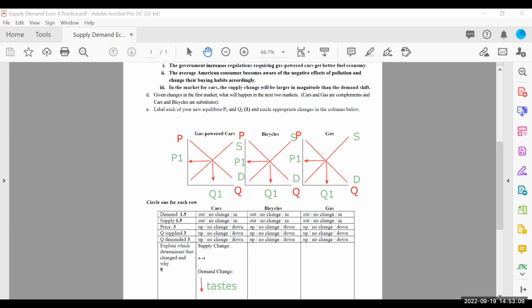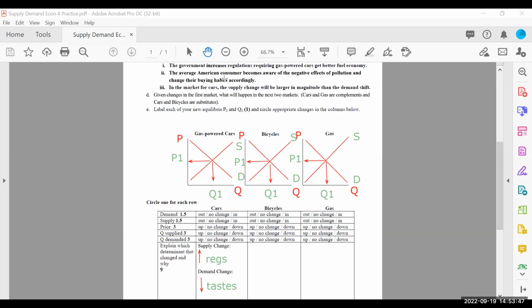So here we have an increase in regulations. We can just do regs and an up arrow. Remember, Aiden, all the supply determinants are around costs, right? And anytime your costs go up, the supply curve moves in. So price of inputs, regulations, all those amount to costs or time. So they both shifted in. And notice what it says in the third one, that the supply change will be greater in magnitude than the demand shift. So with higher regs, supply shifts left. With less taste, demand shifts left, but we're going to make the supply shift a larger shift.